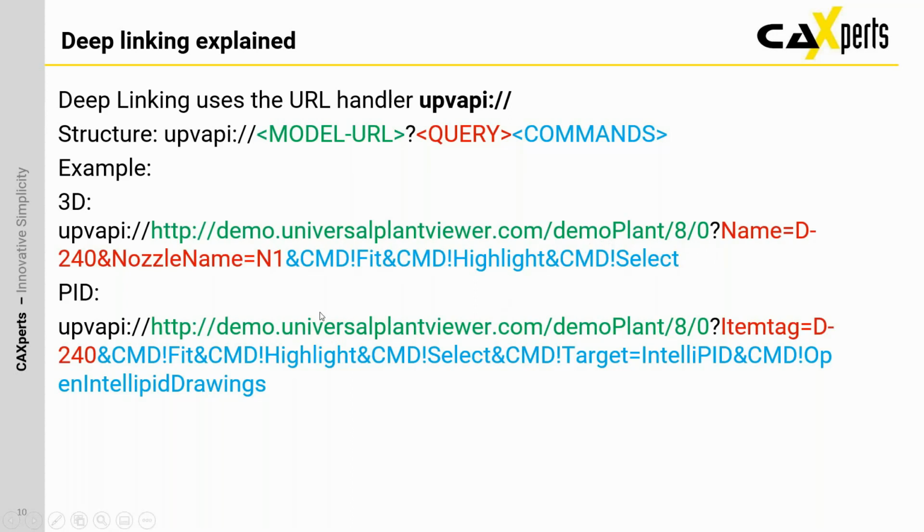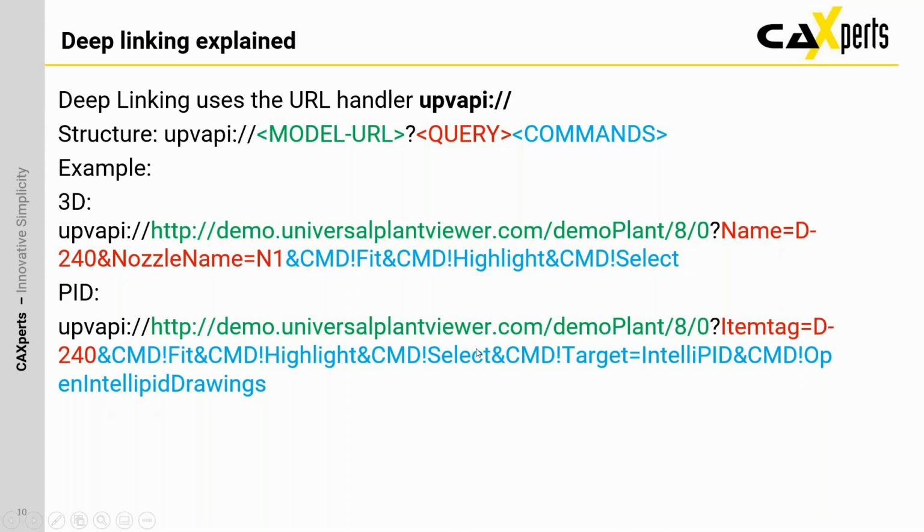So we have the same example down here for P&ID. Here it's absolutely the same. Again, the protocol handler, the model URL. Now the condition looks a little bit different because the attribute here is called item tag and not name. So that's the only difference here. And afterwards, with the commands, we have again fit, highlight, select.